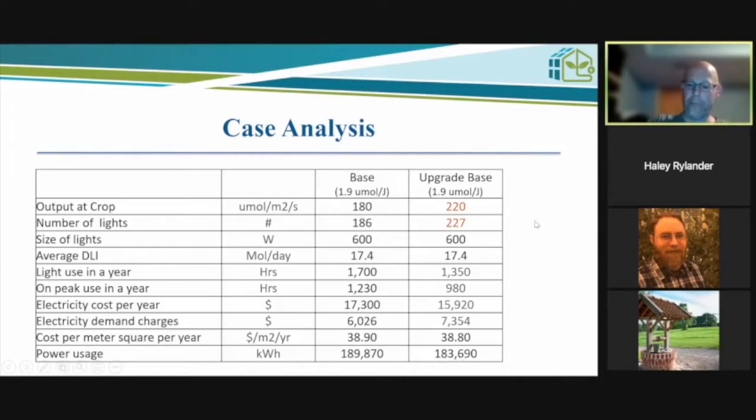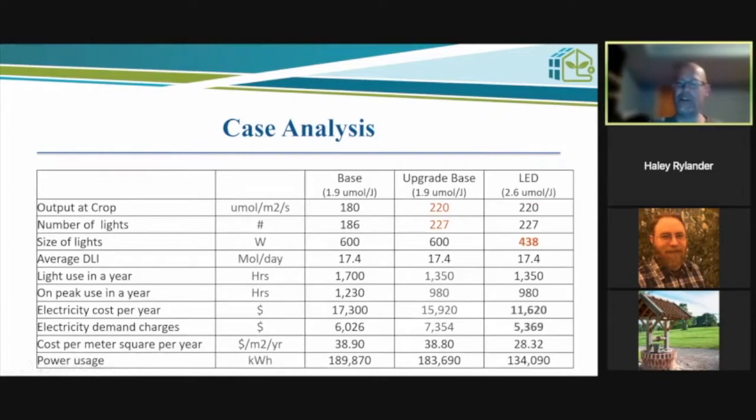And so in the next case, let's look at using a different technology like LEDs with a much higher efficacy. The output at the crop is the same, the size of the lights is reduced, and the performance is all the same. The number of hours used is the same. However, the electricity costs are down, and the demand charges are down. And here we can see we result in quite a saving. So you could then use that to determine whether the payback period for LEDs is worth it or not.